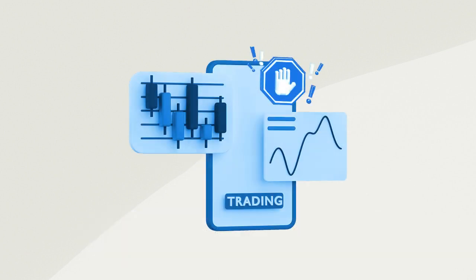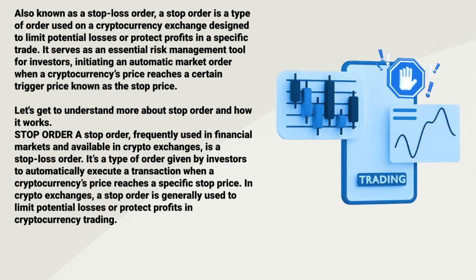Today we'll delve into what a stop order is, how it works, and other related topics in the cryptocurrency exchanges. Also known as a stop loss order, a stop order is a type of order used on a cryptocurrency exchange designed to limit potential losses or protect profits in a specific trade. It serves as an essential risk management tool for investors, initiating an automatic market order when a cryptocurrency's price reaches a certain trigger price known as a stop price. So let's get to understand more about stop order and how it works.